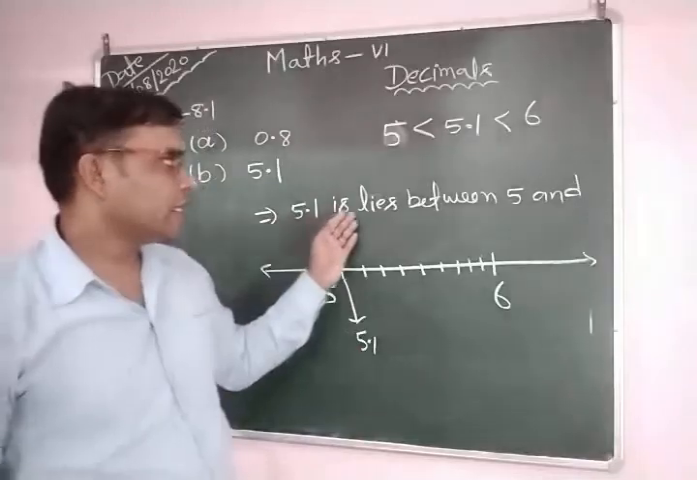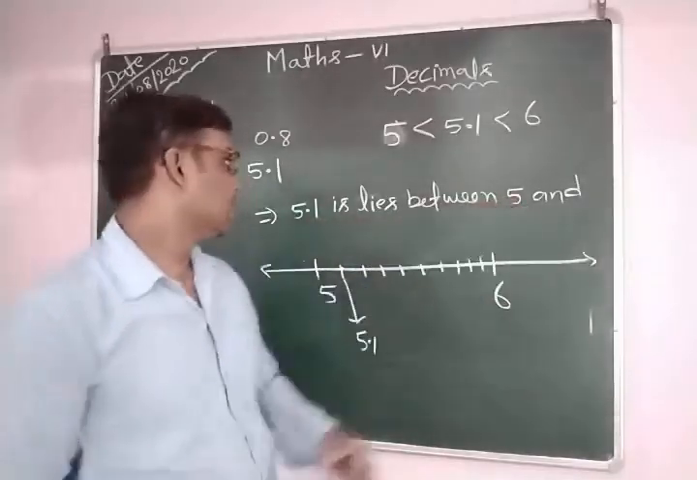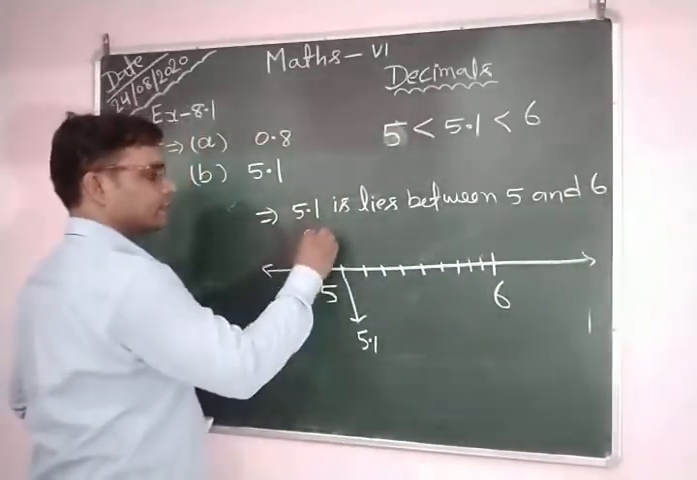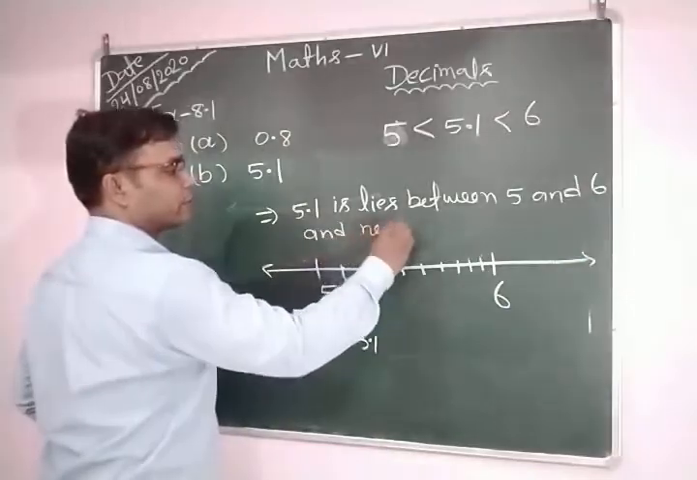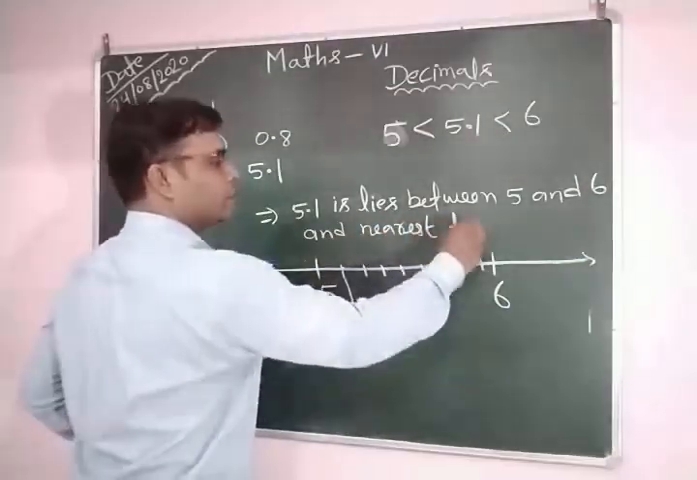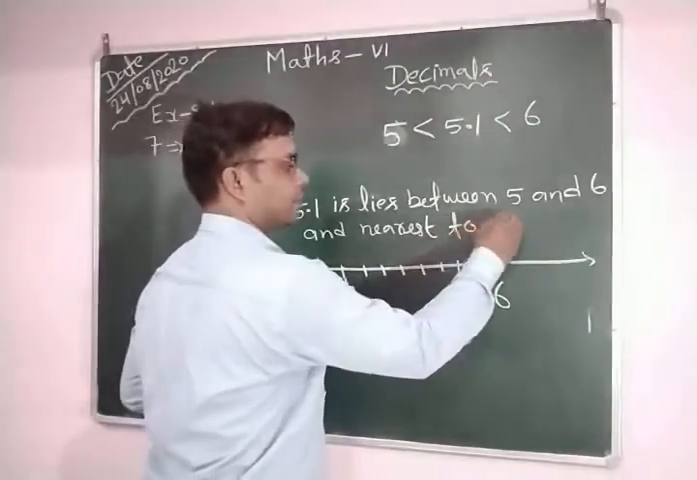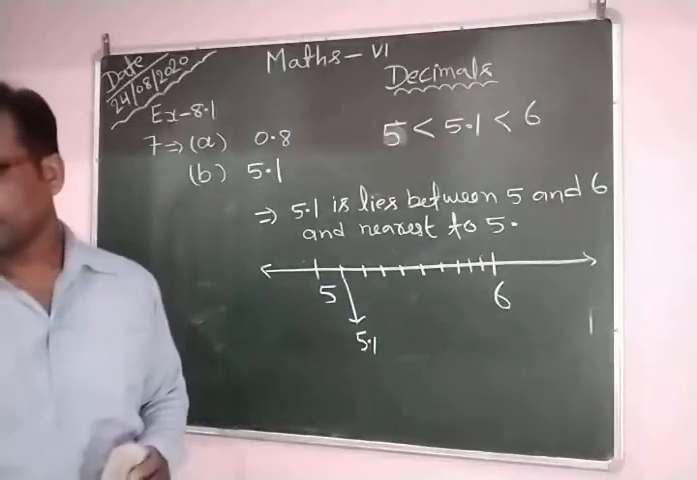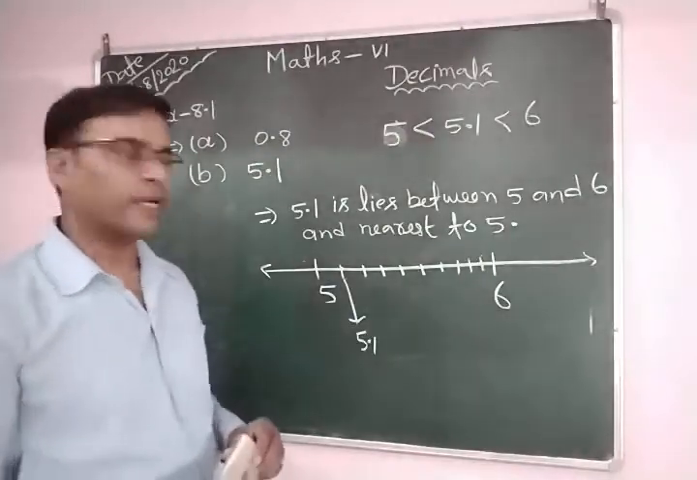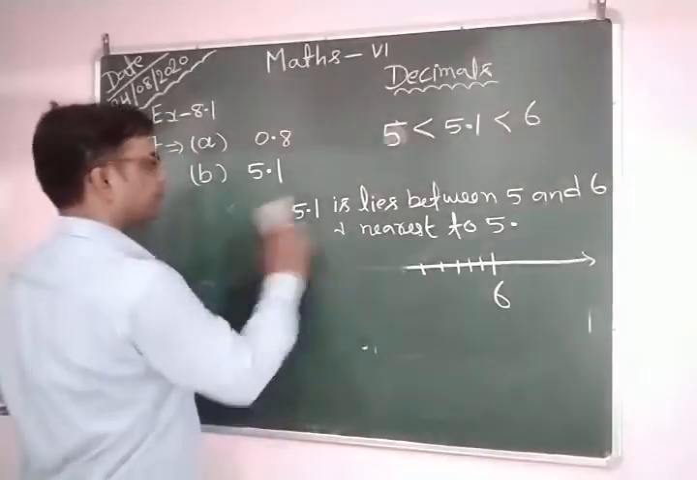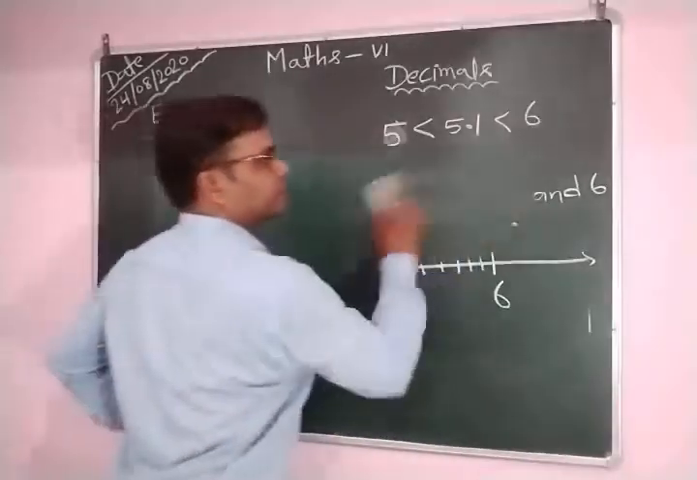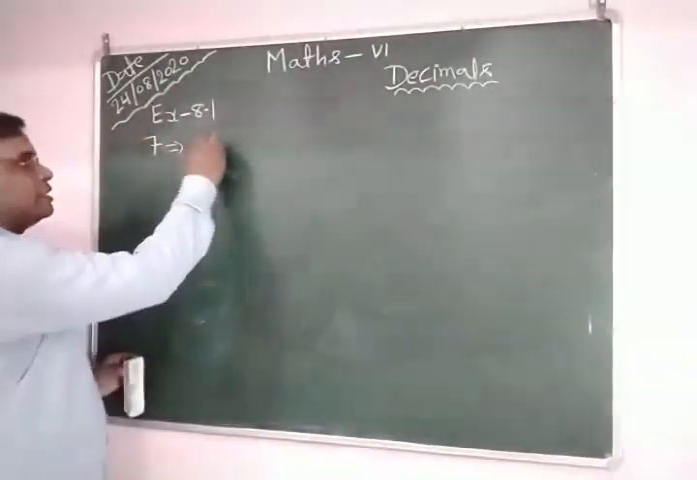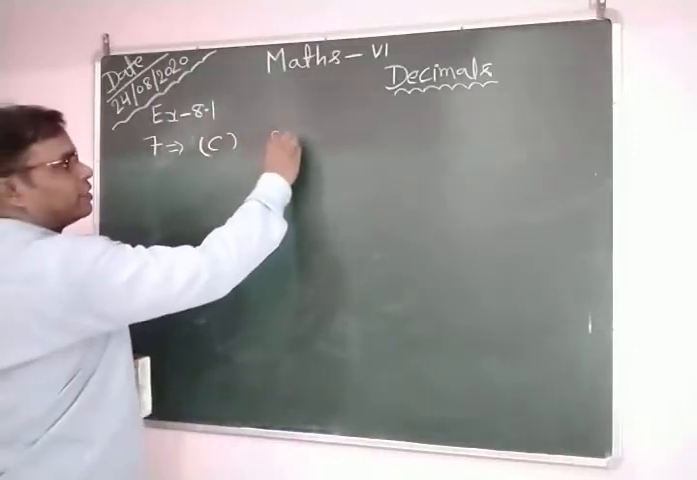So 5.1 lies between 5 and 6, and is nearest to which number? 5. Nearest to 5. Okay, now the next part, the C part, is 2.6. Okay, so let's see.